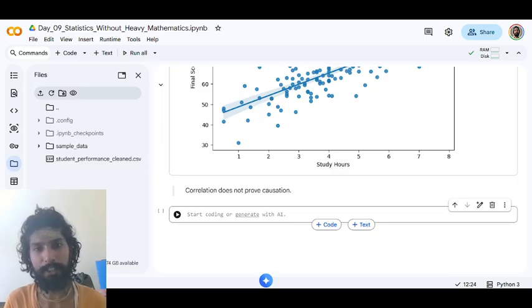Some students may report their study hours inaccurately. The relationship may also work in a more complicated way. Correlation tells us that two variables move together. It does not prove that one variable directly causes the other.